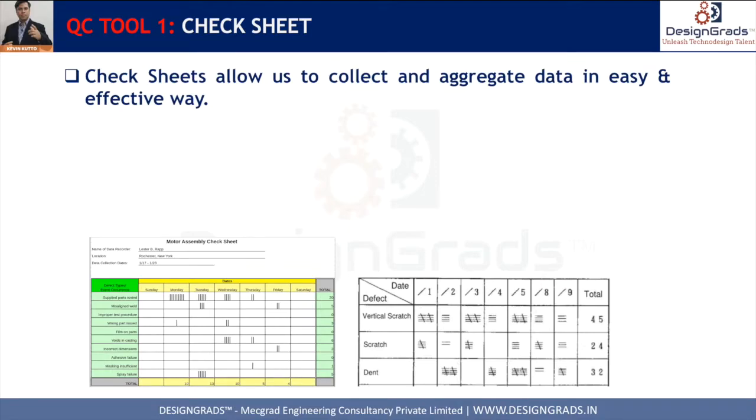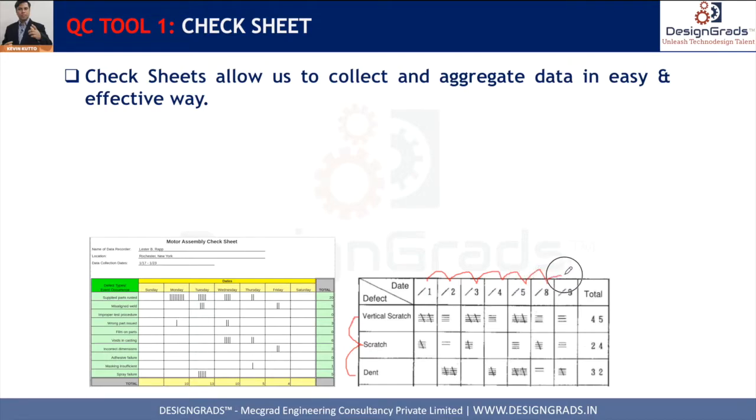Check sheets allow us to collect and aggregate data in an easy and effective way. As shown in this example, we have multiple defects listed in the part, and we have collected data in a way in which we list these defects for every category as well as for every hour.